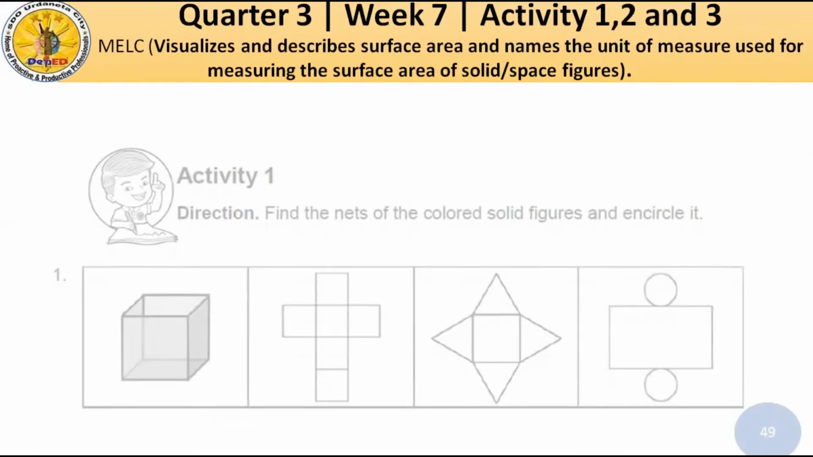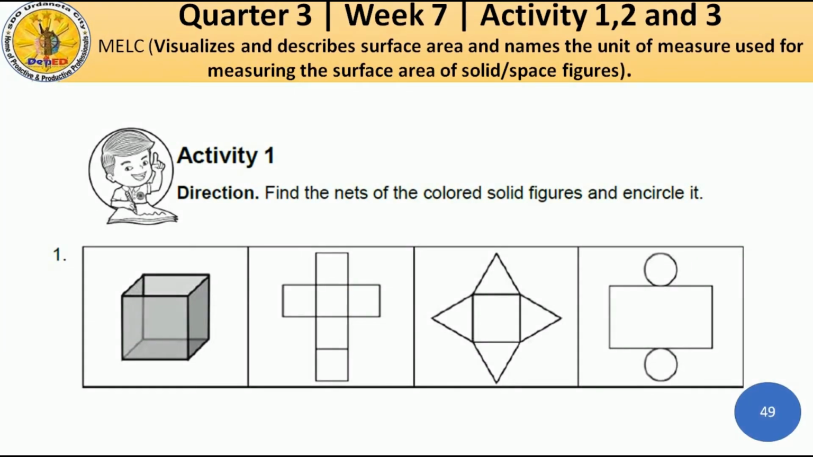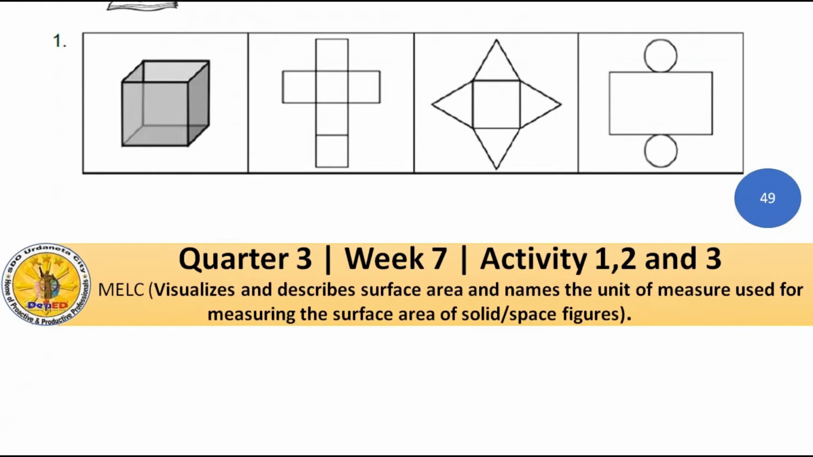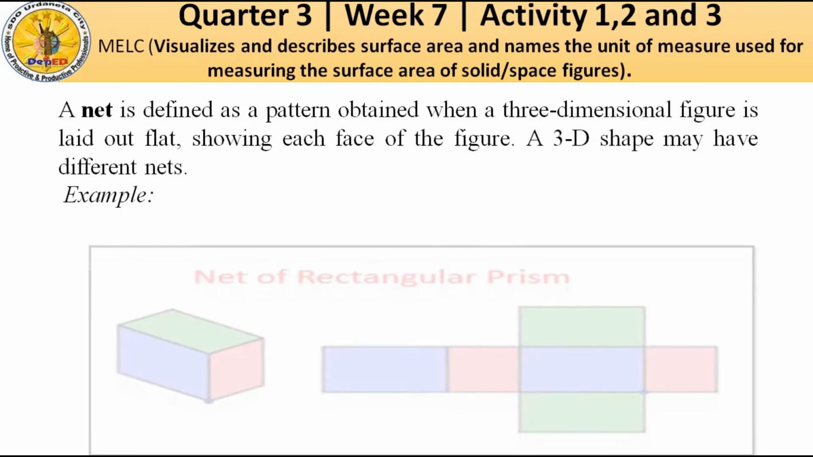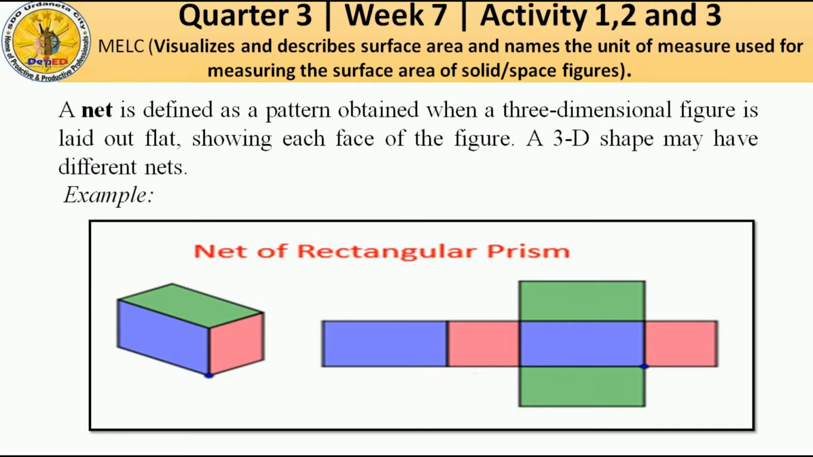Now, let's take a look at activity 1. The direction says, find the nets of the colored solid figures and encircle them. For this activity, you have to find the nets of the given figures. Okay, so I have here an example of a net of a rectangle which is laid out flat. Again, when we say net, it is defined as a pattern obtained when a three-dimensional figure is laid out flat, showing each face of the figure.